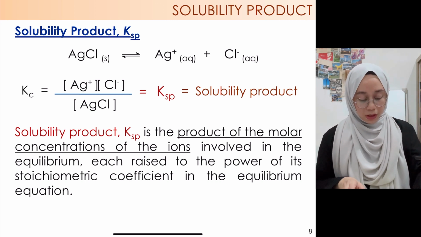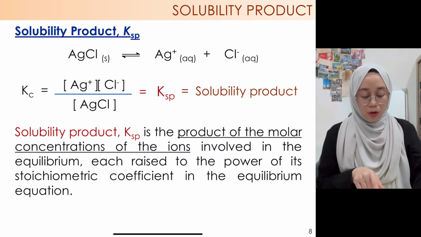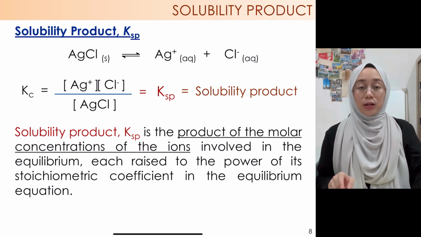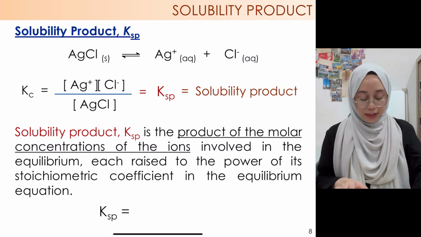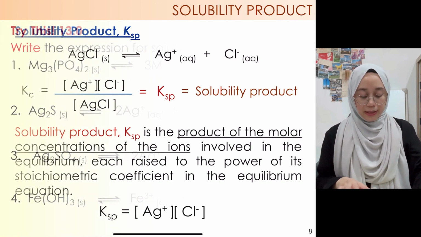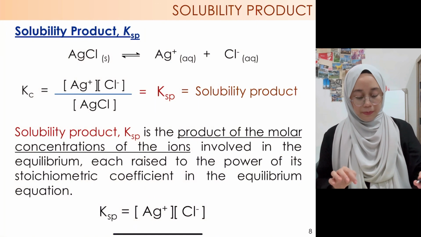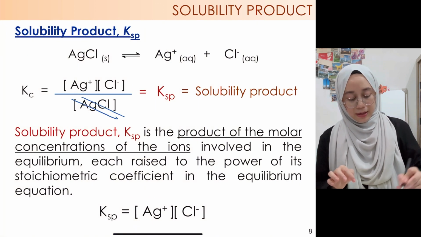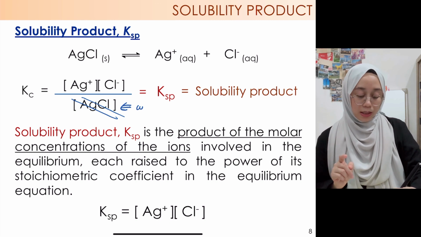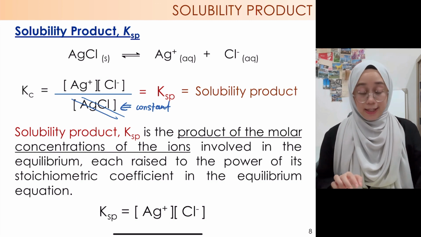Okay, so solubility product KSP is the product of the molar concentration of the ions involved in the equilibrium, each raised to the power of its stoichiometric coefficient in the equilibrium equation. So jangan lupa kena darab dengan dia punya coefficient. Okay, so KSP dekat sini adalah Ag plus dengan Cl minus je. Okay, so sebab kita akan abaikan the AgCl since kita punya solid adalah constant dia punya value. Okay, so kita just ambil the ion sahaja sebenarnya.